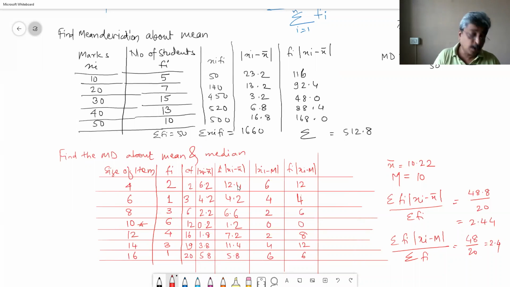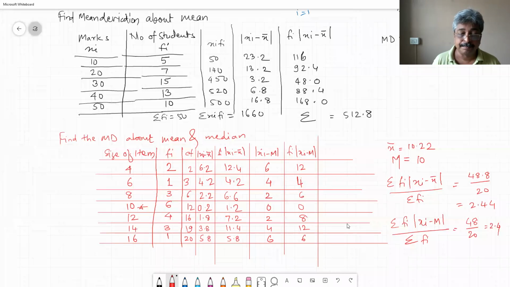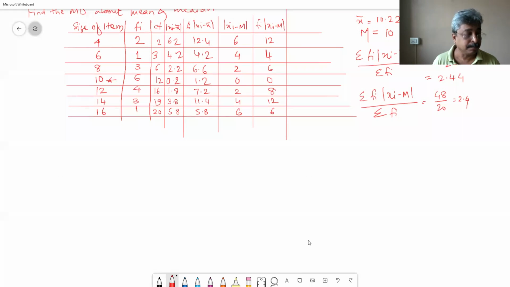Shall I give you one more problem? Okay. Find mean deviation about mean for the following distribution using step deviation.